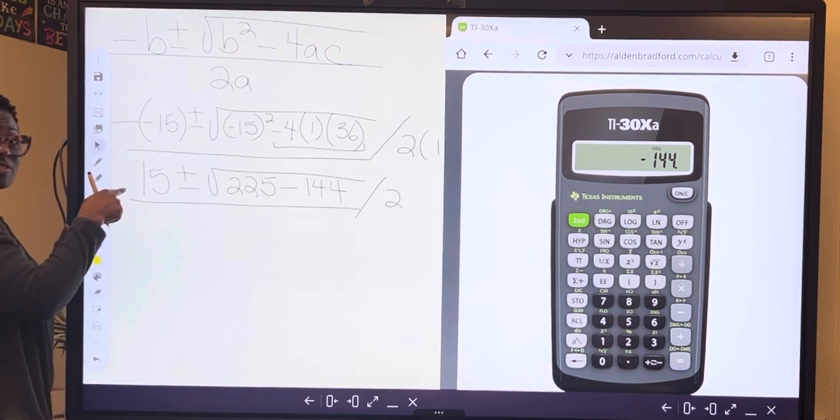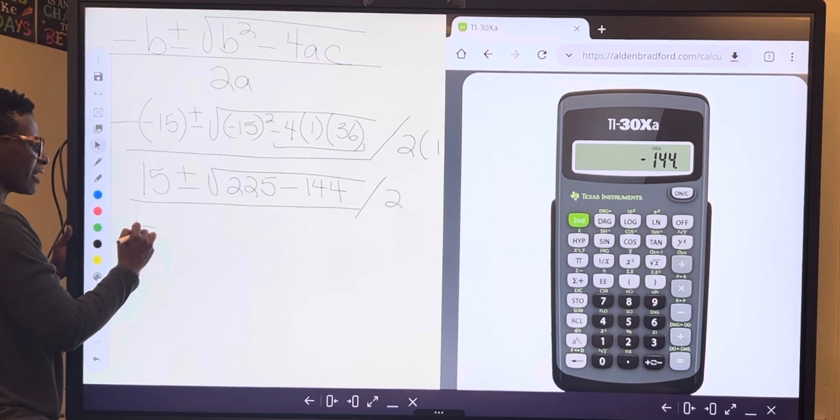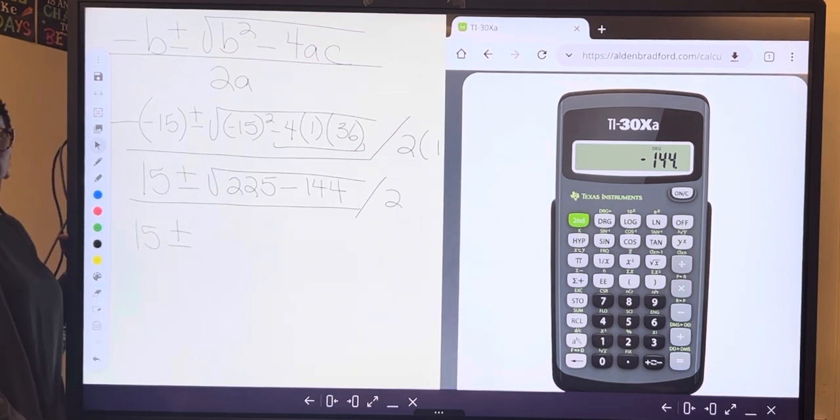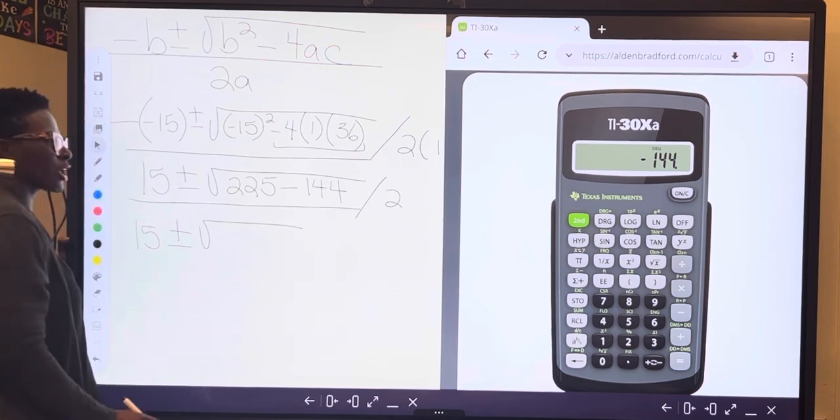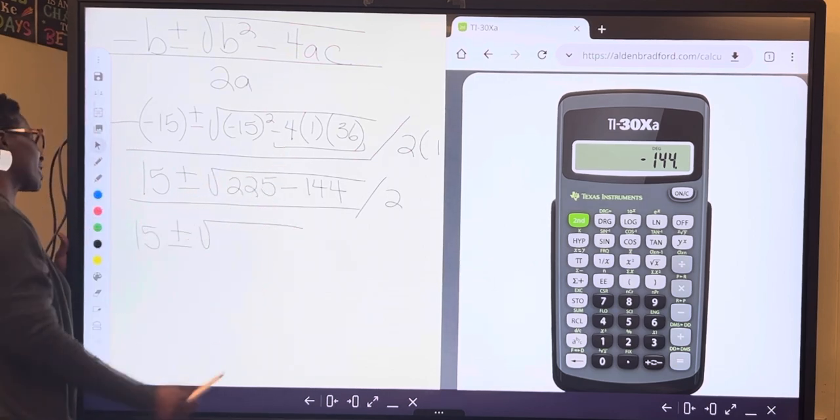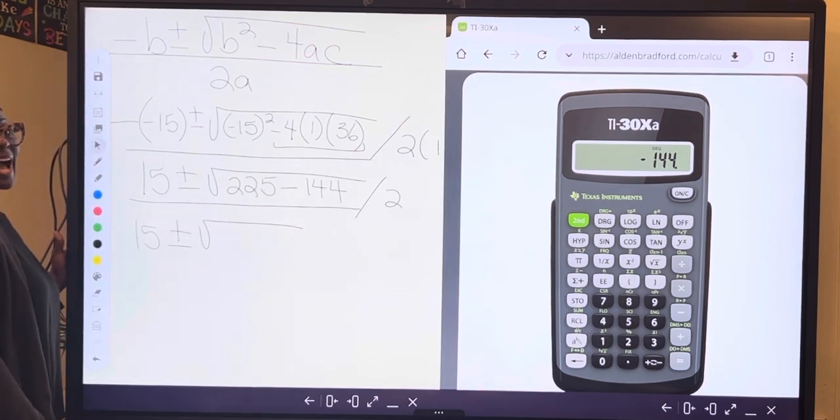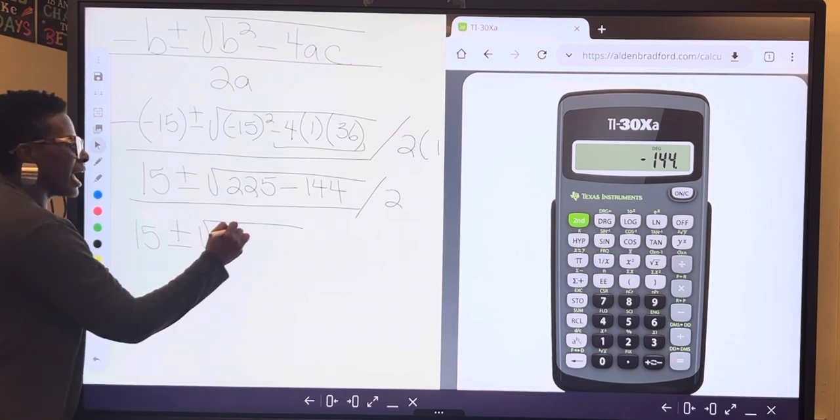Now, what's my next line going to be? Can I do anything with this 15 yet? No. So again, 15 plus or minus the square root of what's 225 minus 144? 81.